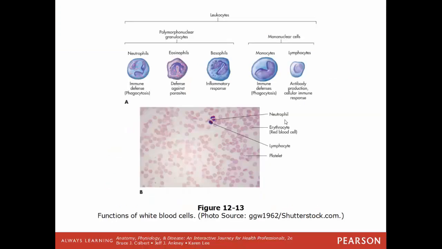Here they all are on one image. These are all under the umbrella of leukocytes. These are all white blood cells. The granulocytes here, neutrophils, eosinophils, basophils. And then the agranulocytes are the monocytes and lymphocytes.